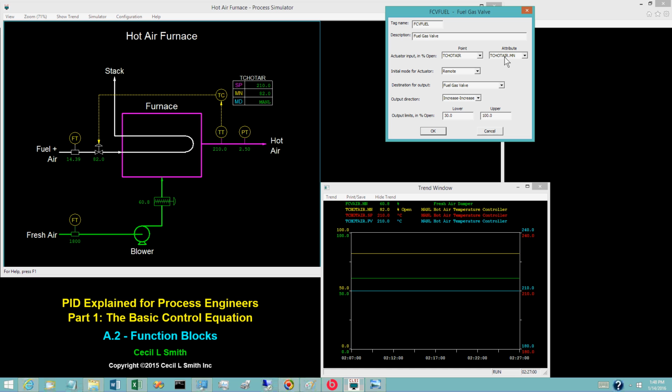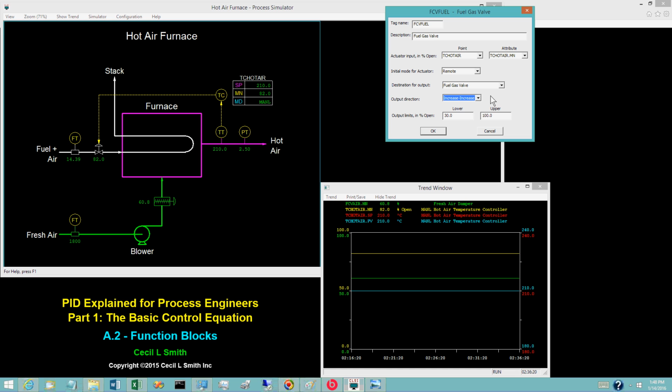In simple feedback loops, this is beneficial but not essential. In more complex control configurations, this is a major benefit. The entry for output direction depends on the failure behavior of the valve. There are two options, increase-increase and increase-decrease. The fuel gas valve fails closed, so the appropriate choice for output direction is increase-increase.